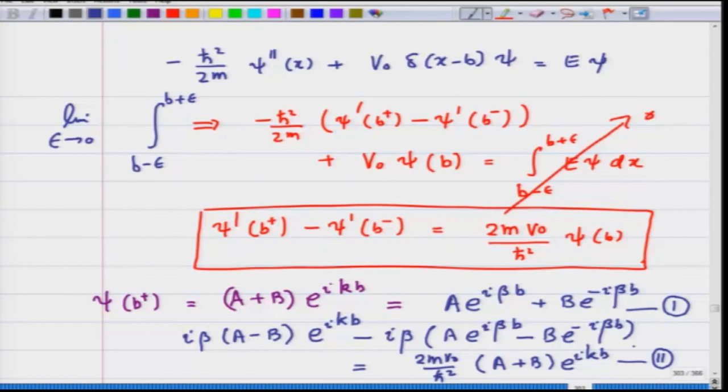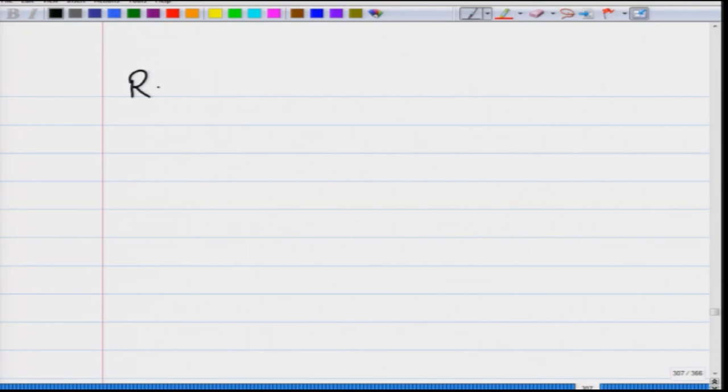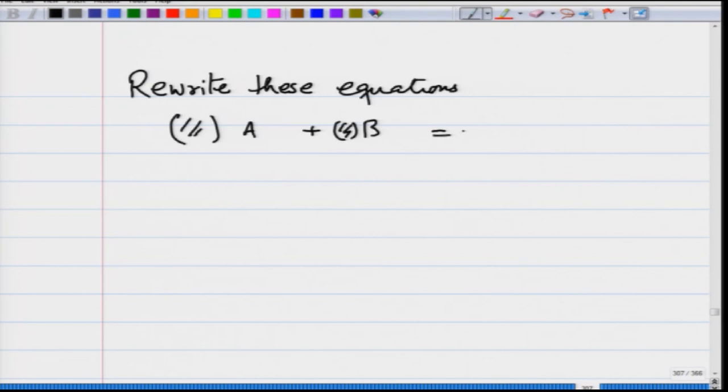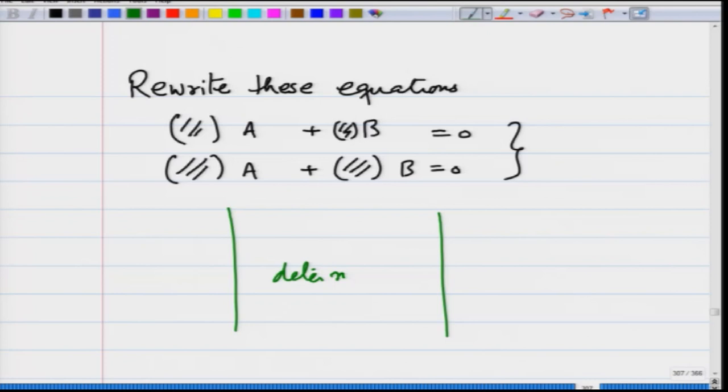I have two equations, two coefficients a and b. If I want a and b to be non-trivial, the coefficients of a and b must form a determinant that is 0. So I do that. I will rewrite these equations: some coefficient times a plus some coefficient times b is equal to 0, another coefficient times a plus another coefficient times b is equal to 0. These are my two equations which I have rewritten. And then I write the determinant of these coefficients and make it equal to 0, and that leads to the equation, and I am going to write the equation directly. Rest I will leave for you to work out.